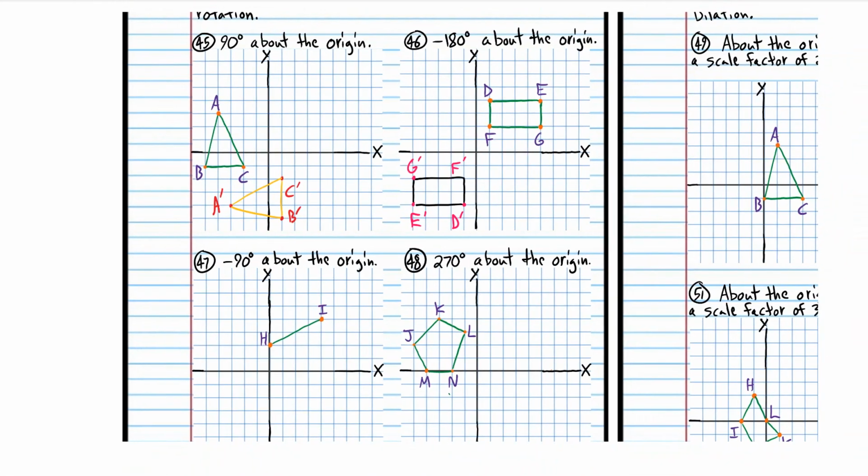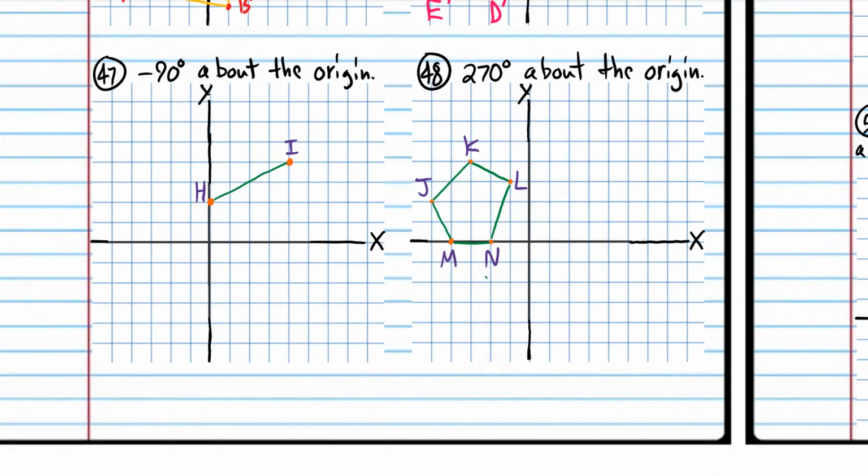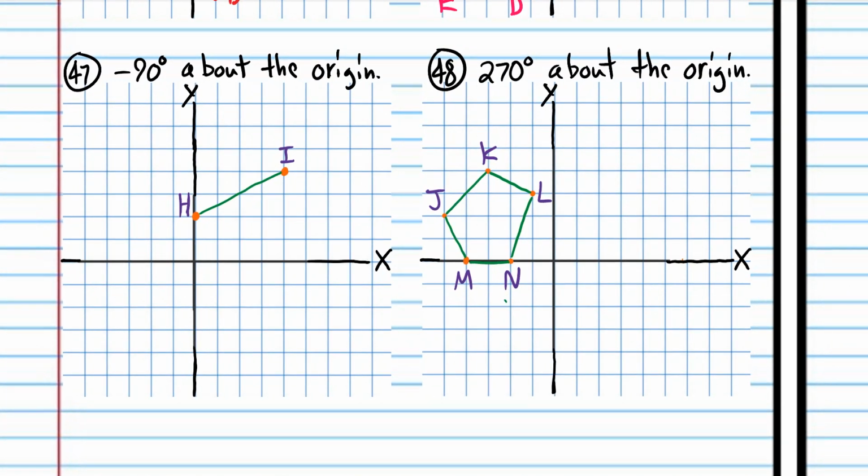So I'm going to go ahead and, well, I guess I don't have to leave those in the window, but go ahead and try number 47. Remember, negative is clockwise. So go ahead and try number 47, and when you come back, we'll do it together.